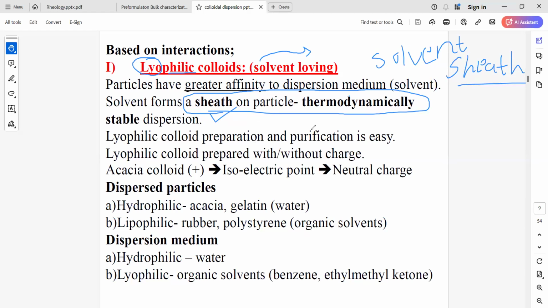And what are the examples of lyophilic colloids? Acacia, gelatin, rubber, polystyrene, but this is in an organic solvent. Obviously, if you consider water as the solvent, rubber is lyophobic. But if you disperse it in an organic solvent, it acts as a lyophilic colloid. Remember this also: hydrophilic means water loving, where the particular solvent we are considering is water. If it's an organic solvent, then examples are rubber and polystyrene. Remember also the organic solvents benzene and ethyl methyl ketone.